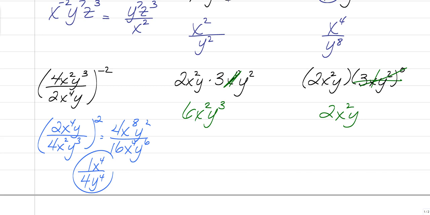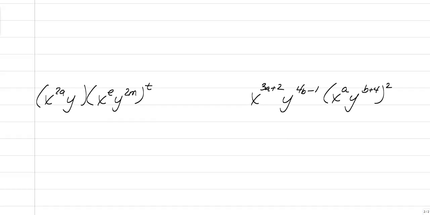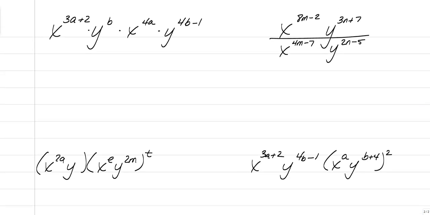Okay, so that is just your basic exponent rules applied to some simple questions. We're going to finish with 4 that are a step above. So here's the thing. The exponent rules do not change. You've got to ask yourself, when you're multiplying, what do you do with exponents? Well, you add them. So we have x to the 3a plus 2 times x to the 4a. When you multiply, you add the exponents. So that's x to the 7a plus 2. All we did was add them.